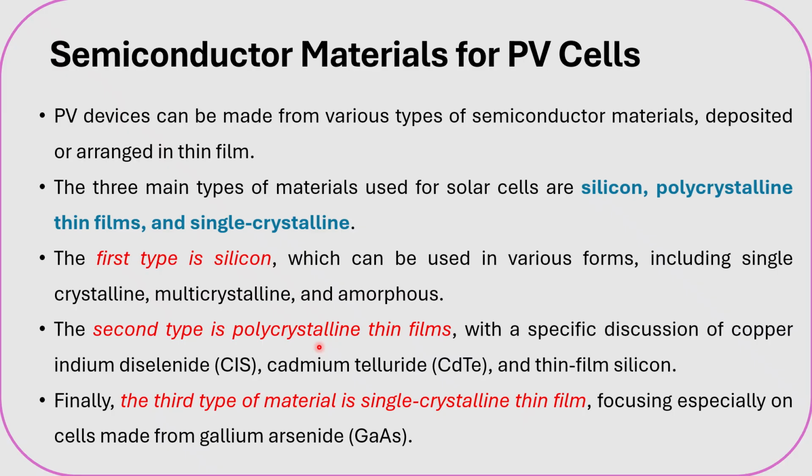The last type is the single crystalline thin film. This includes high efficiency materials such as gallium arsenide, which is a compound semiconductor. This is a mixture of two elements, gallium and arsenic. Gallium is a byproduct of the smelting of other metals, notably aluminum and zinc, and it is rarer than gold. Arsenic is not rare, but it is poisonous.